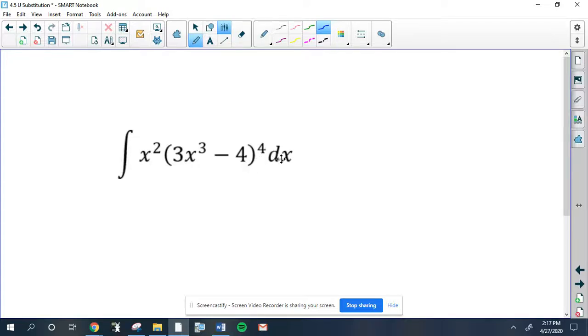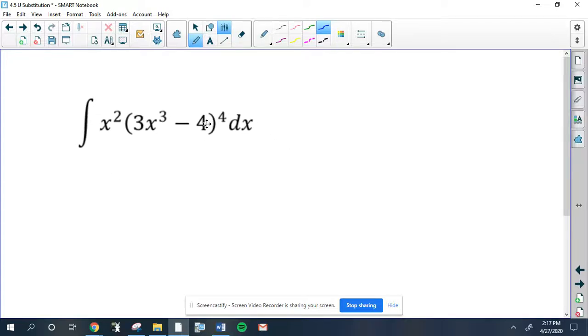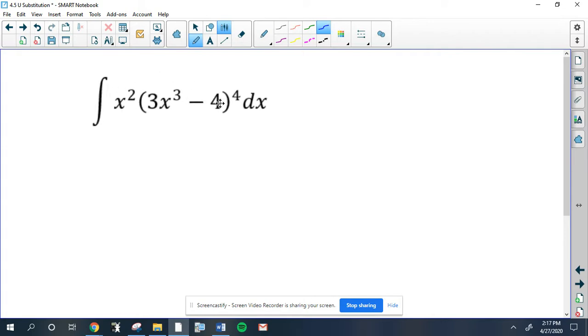Here are two more examples of using integration by substitution. This one we're actually going to look at in a couple different ways. Let's just attack it how we've been. You have this inside function 3x cubed minus 4, and that's raised to the fourth. So you can't use the regular power rule on this unless you want to.